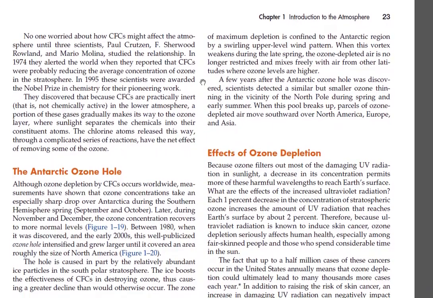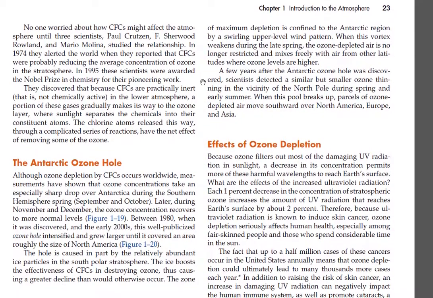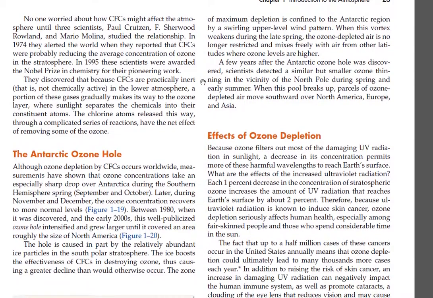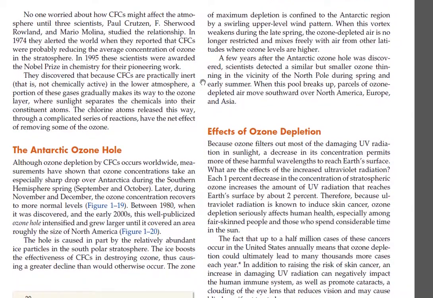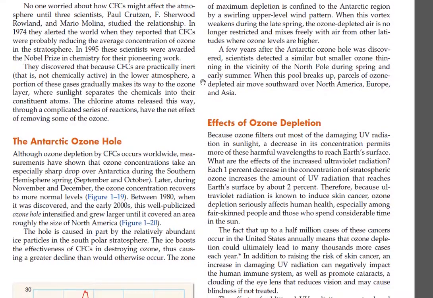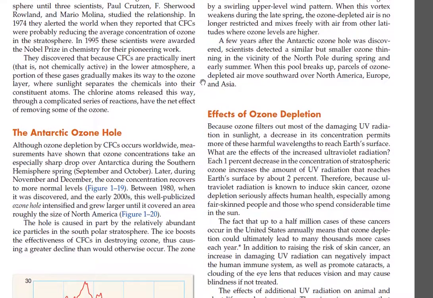A few years after the Antarctic ozone hole was discovered, scientists detected a similar but smaller ozone thinning in the vicinity of the North Pole during spring and early summer. When this pool breaks up, parcels of ozone-depleted air move southward over North America, Europe, and Asia.